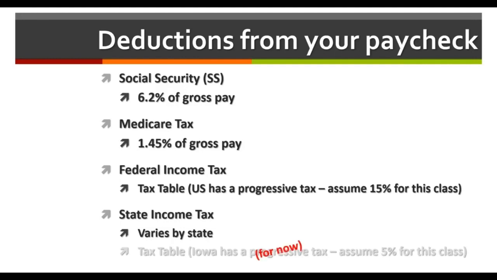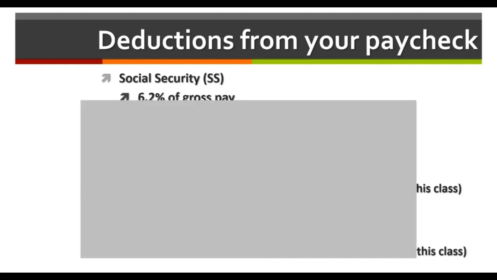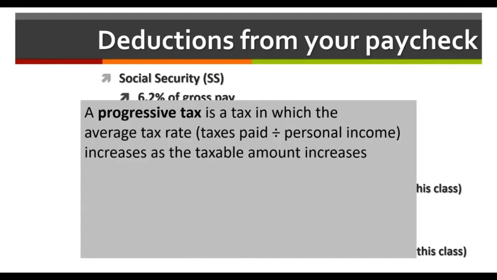A new law was passed in February of this year that's going to change that. But for right now, for the next couple of years, it's still a progressive tax. So again, what is a progressive tax? A progressive tax is a tax in which the average tax rate, the amount that you pay in taxes, increases as your taxable amount increases. So as your income goes up, the percent that you pay in tax goes up.